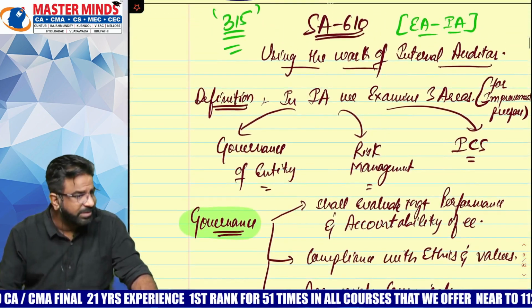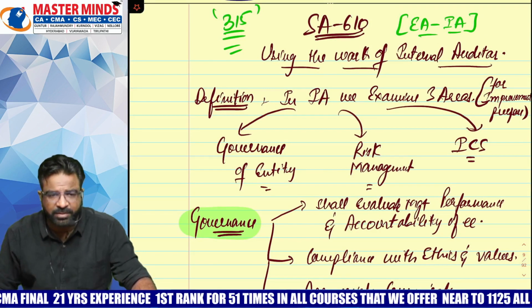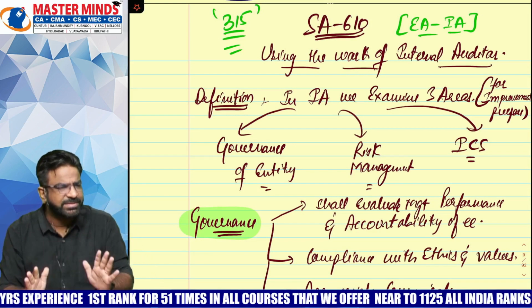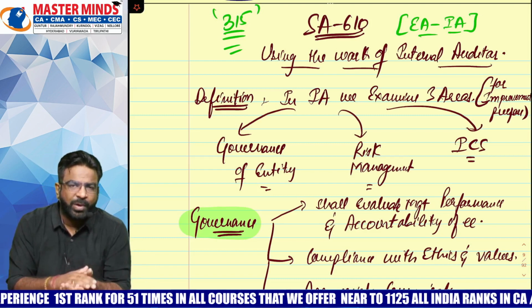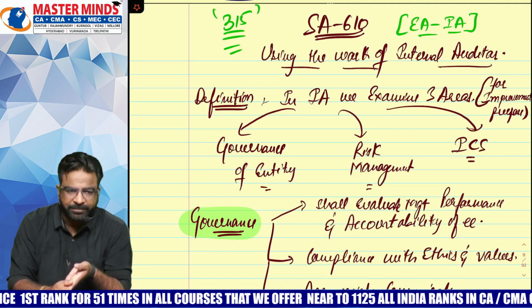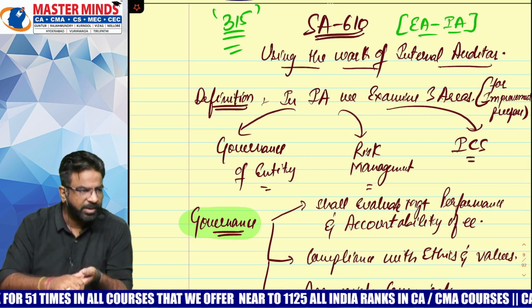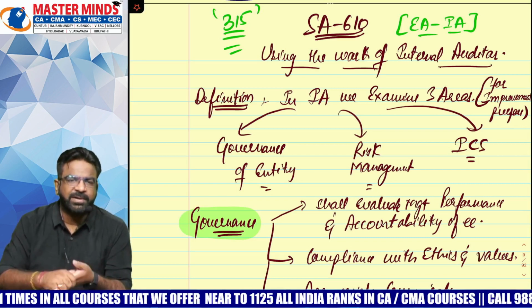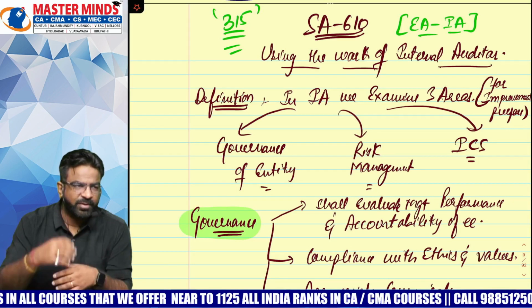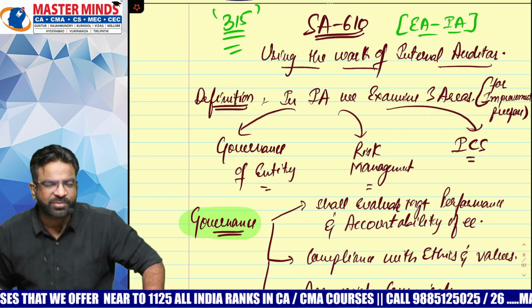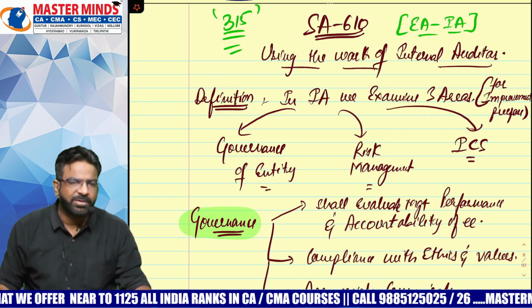Let's do 610. Using the work of which auditor? I will take you through this orally. It's a very small, easy standard. Look, what happened in 2018? At that time you had not even entered the course. Some of you might have, those in the growth period, but most of you were not in the course. Let me tell you what happened.